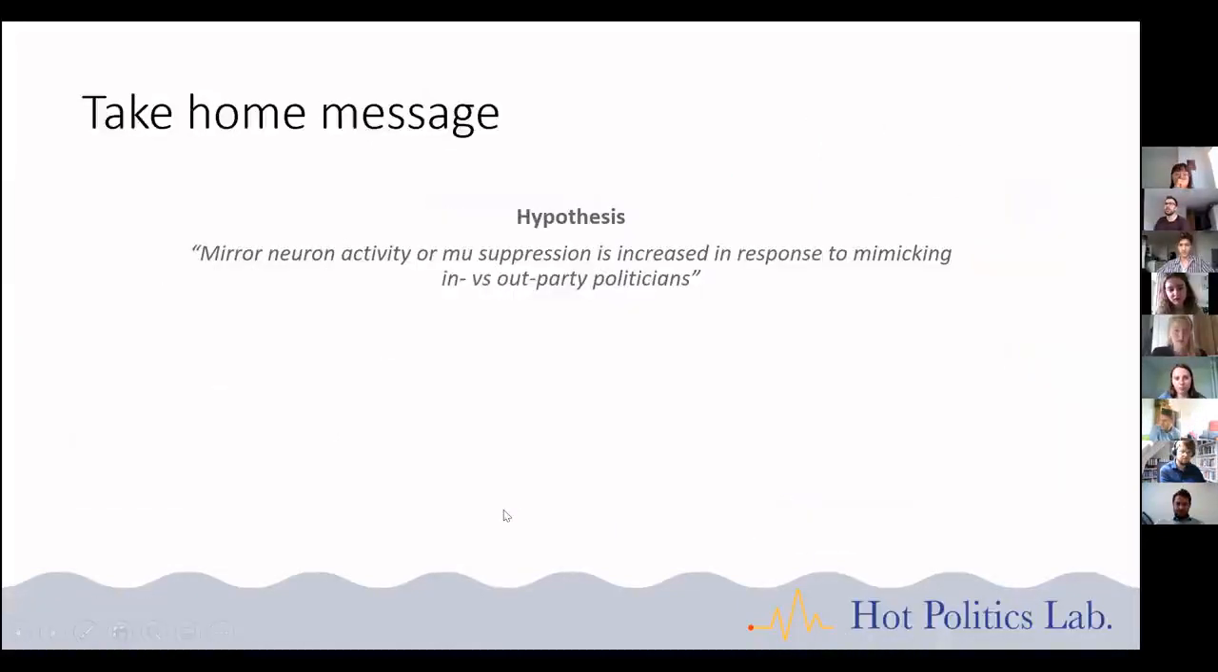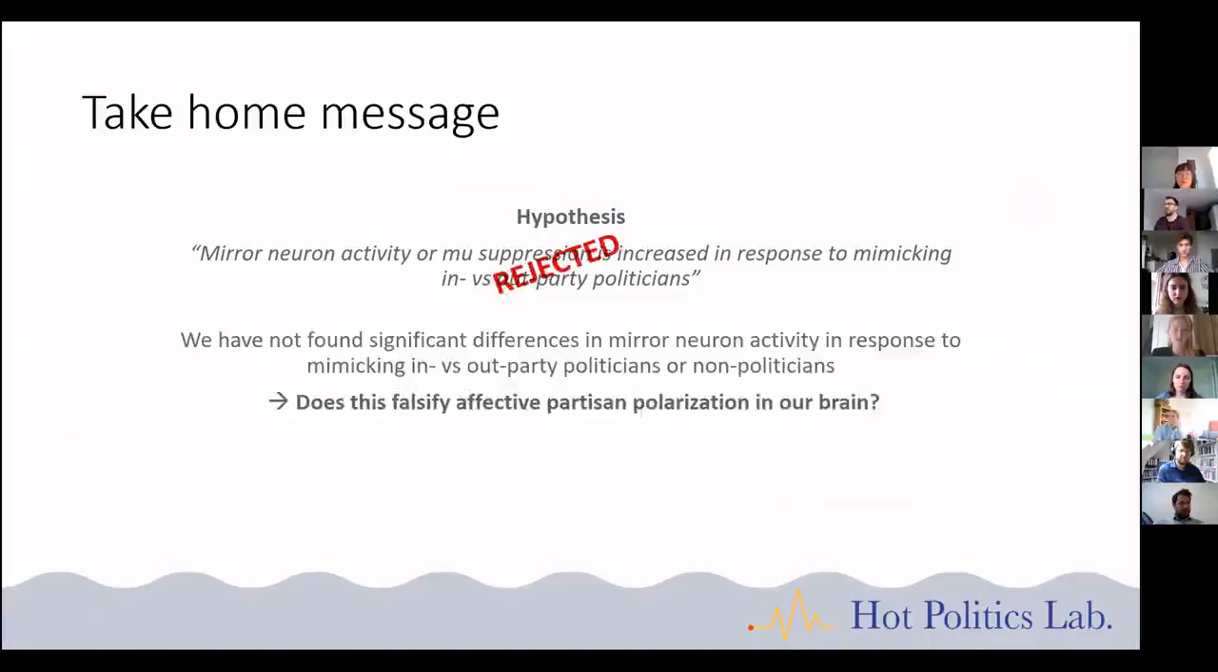Then, as a take-home message, our hypothesis that the mirror neuron activity or mu suppression is increased in response to mimicking in- versus out-party politicians, unfortunately, is rejected. We have not found significant differences in mirror neuron activity in response to mimicking in- versus out-party politicians or non-politicians. Perhaps this does pass via affective partisan polarization in our brain, which is really an interesting topic for discussion, I think.